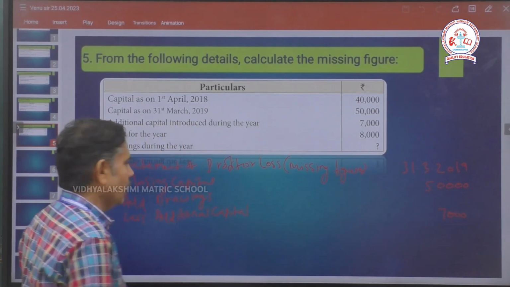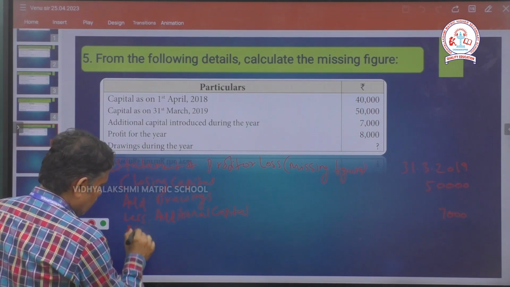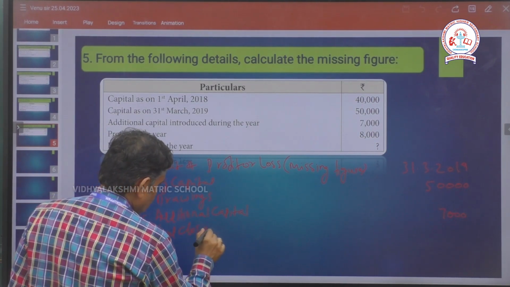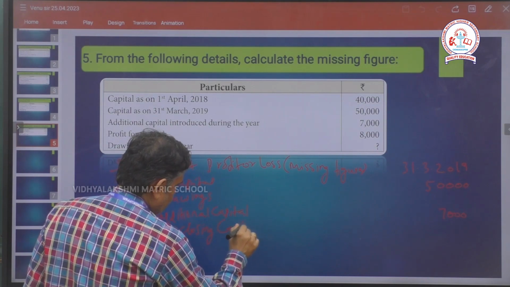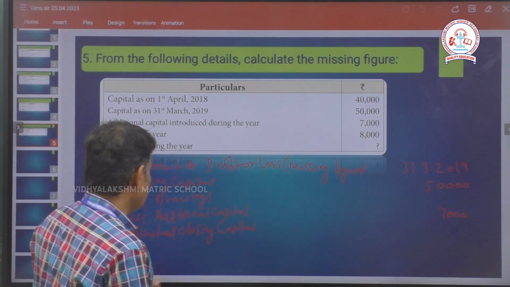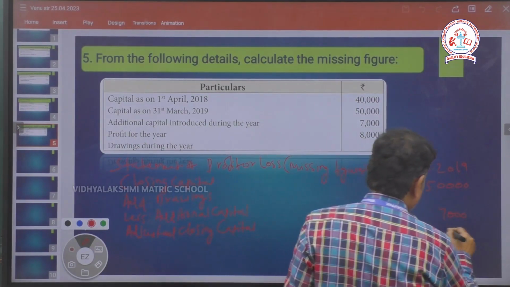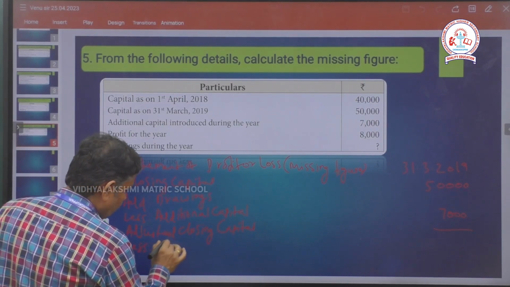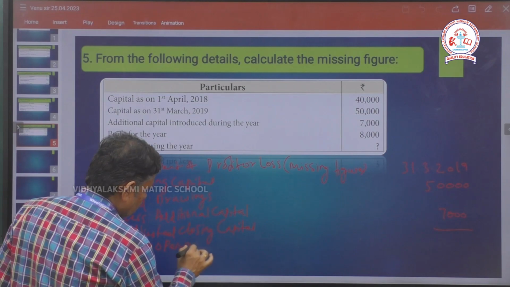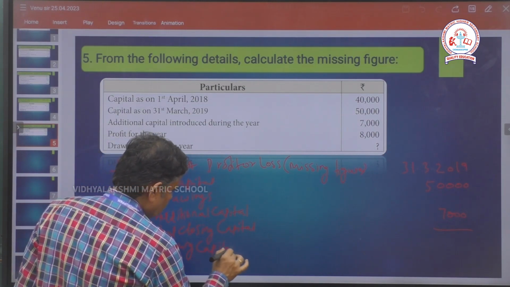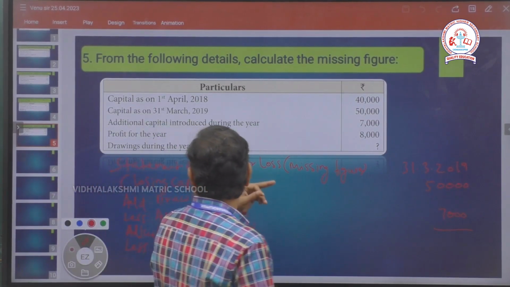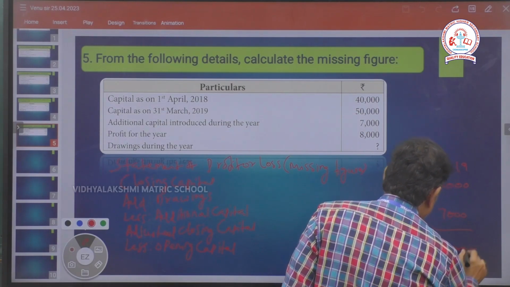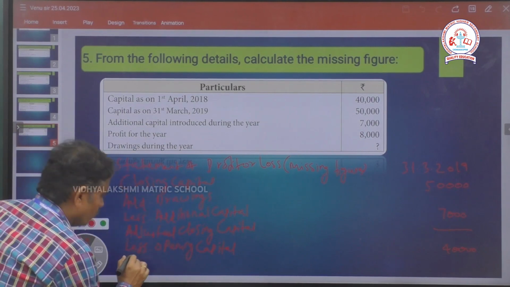Right. What is the next one? Adjusted closing capital. These are also we have to find out. After that, we can write the name of less opening capital. Right. What is the value of opening capital? See, the book is given 40,000. Right. Last one is given profit during the year.